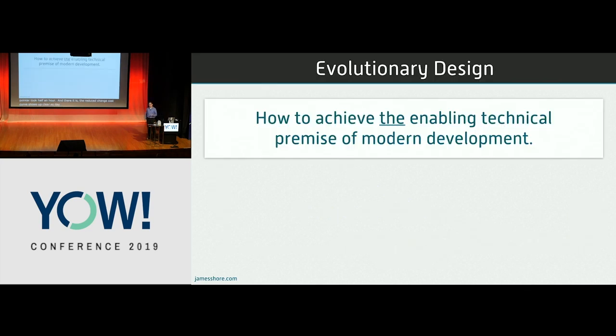So in short, evolutionary design is a way of achieving the enabling principle of modern software development. If you support changing requirements, you need evolutionary design or something like it. So, what is it?